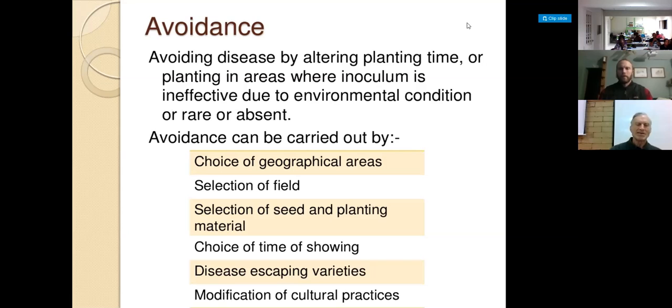And you might be able to avoid disease by modifying cultural practices. An example of that might be putting a fan on your plants to dry them out after a rain, something like that, Steve? Yeah, if you're starting transplants to plant out, put a fan on the transplants so that could reduce the humidity around the plants. So a disease-causing organism might not be able to get started there.